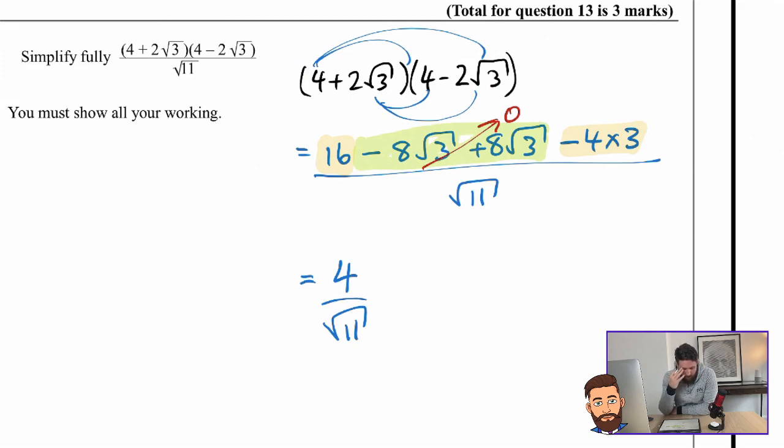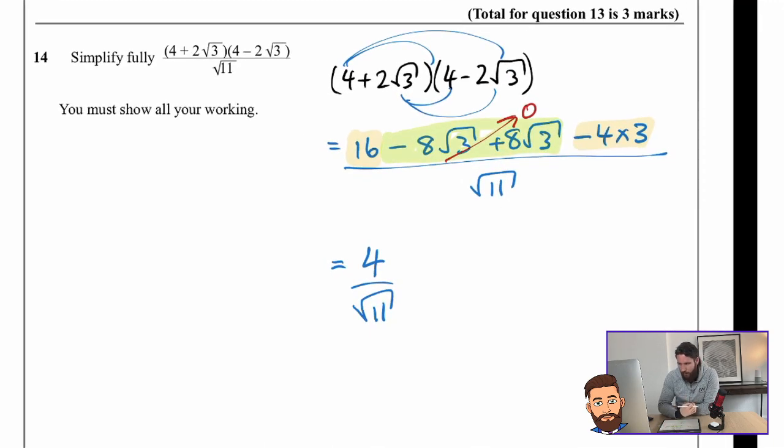Now we need to rationalize. We need to simplify fully. It doesn't actually tell you to rationalize. It says simplify fully. You need to know if there is a surd on the bottom or the denominator of a fraction, I need to get rid of it. That is something you need to know, not to be told. You should just know it, okay?